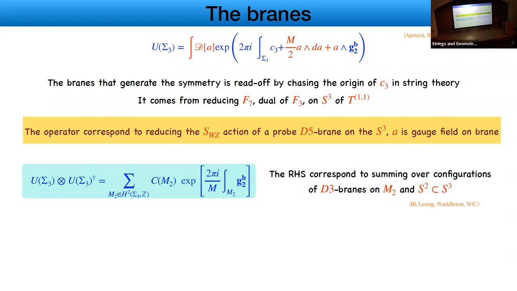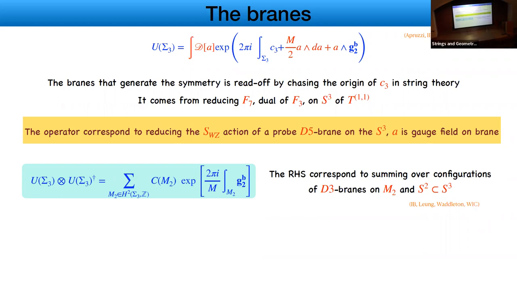So from this picture, several things become clearer. You can take this D5 brane on the S3, and you can take its conjugate, which is the anti-D5 brane. And if you multiply them, you get a non-trivial expression indeed. And that non-trivial expression that you get on the right-hand side, you can understand as coming from D3 branes that live on the D5, but then wrap an S2 inside the three-sphere. Okay, and this you can check. This has been studied more carefully by a couple of my students at Hopkins.